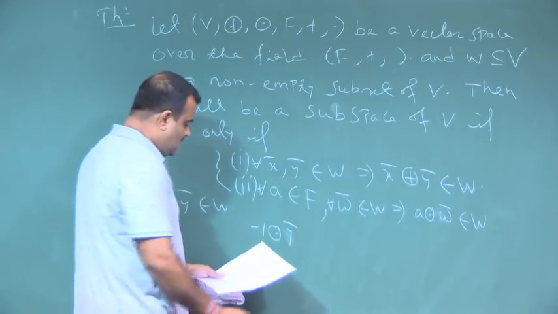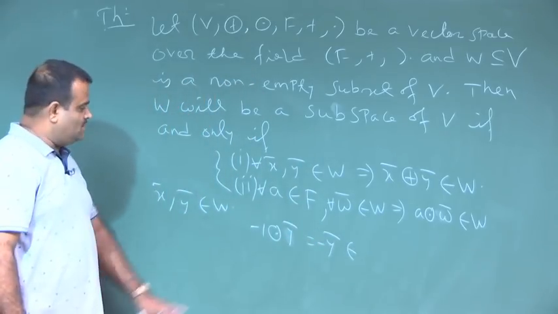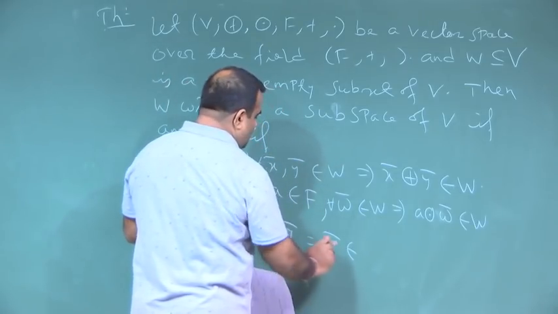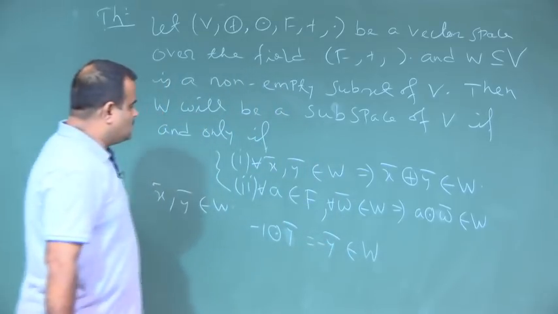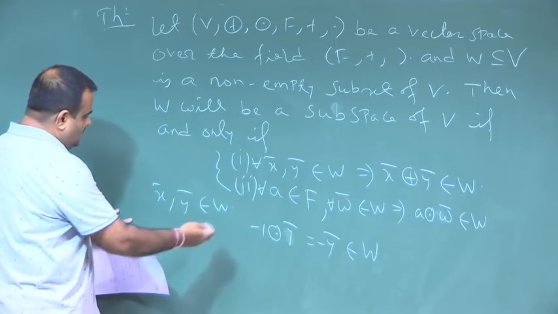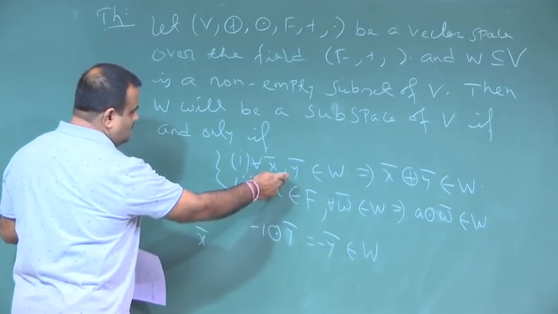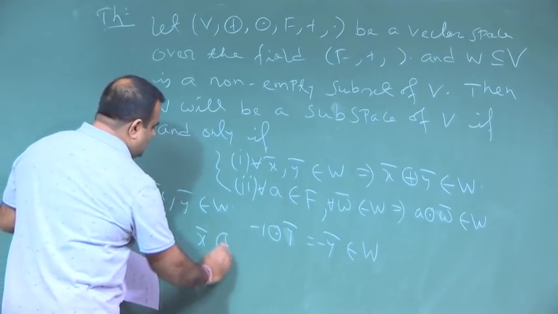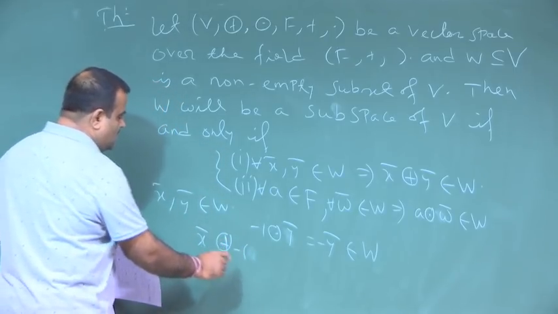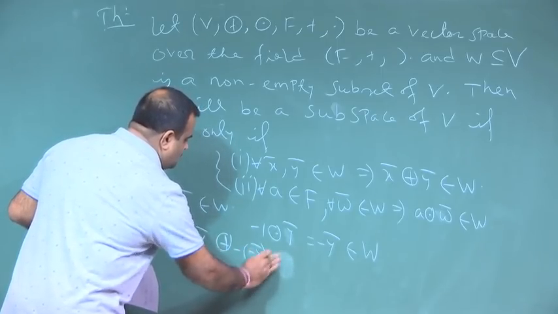So, this will give us a minus, because this is a property in the vector space, because this again belongs to V. So, this has property in vector space, and this has to be in W. Now, if both of these have to be in W, then this x bar with minus y bar, this is called vector addition. This must belong to W.